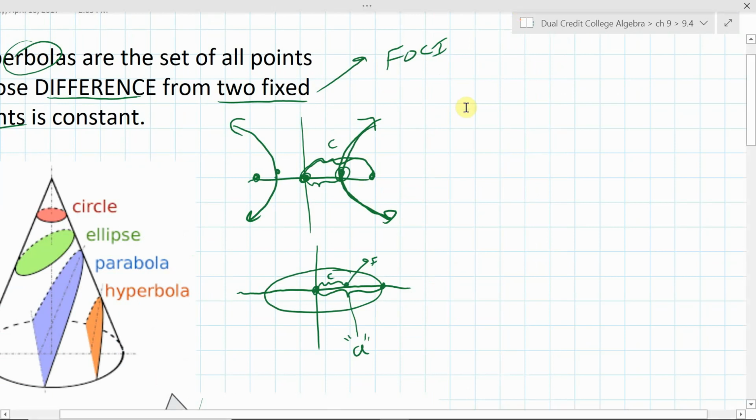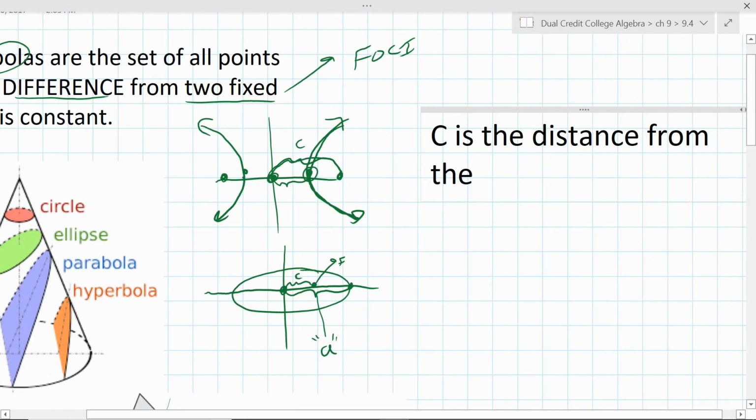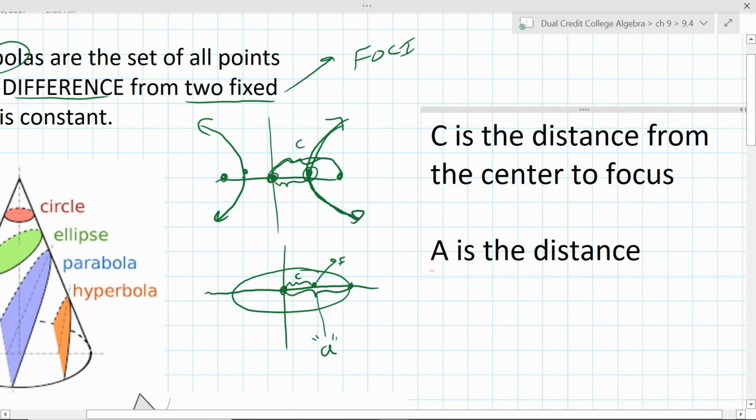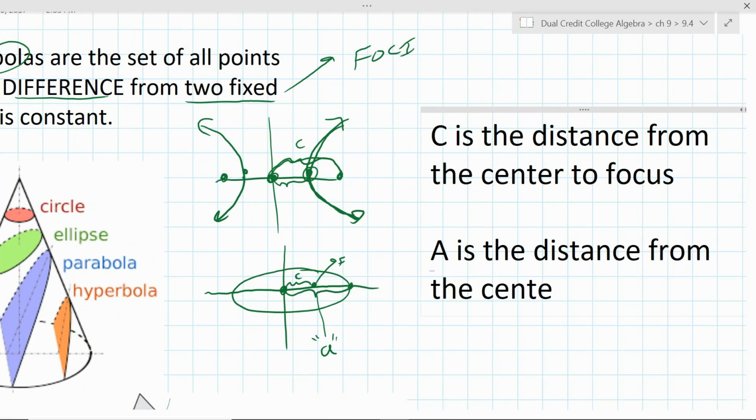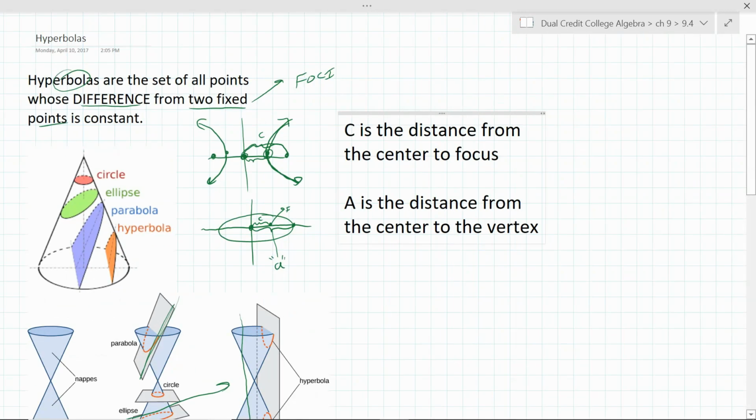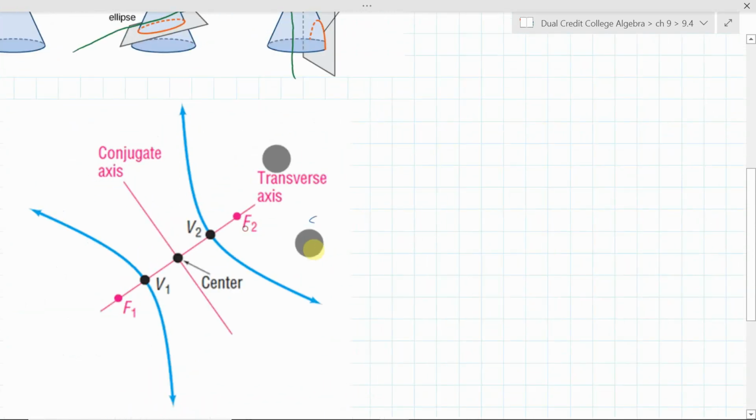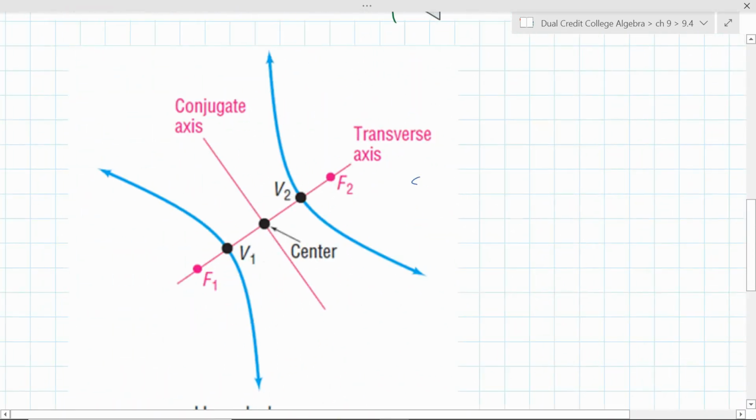So let's maybe put a little bit of that here. C is the distance from the center to the focus. That's still true. A is the distance from the center to the vertex. That's still true. So there's not new labels for us to remember. Here's a picture of a hyperbola. This one's kind of rotated a little bit.